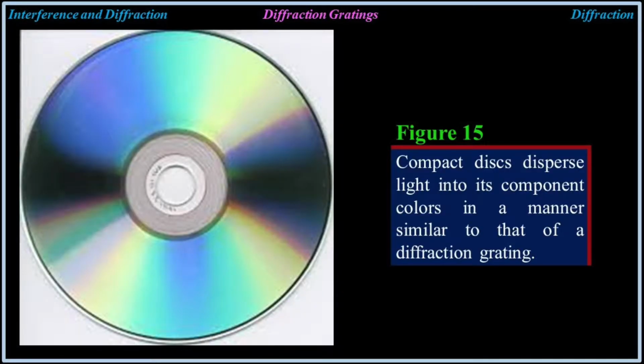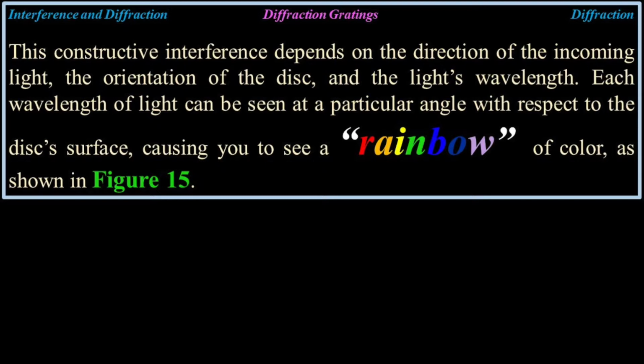Figure 15, compact discs disperse light into its component colors in a manner similar to that of a diffraction grating. Same thing with DVDs, I would imagine. This constructive interference depends on the direction of incoming light, the orientation of the disc, and the light's wavelength. Each wavelength of light can be seen at a particular angle with respect to the disc's surface, causing you to see a rainbow, Roy G. Biv, of color as shown in Figure 15.